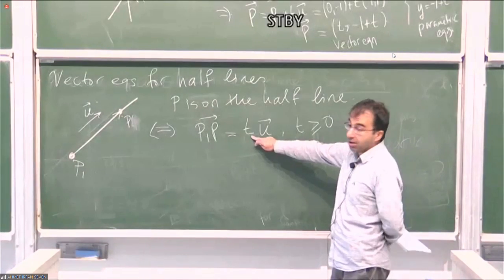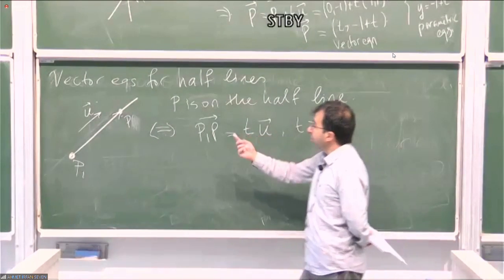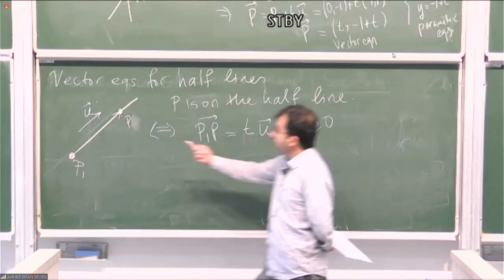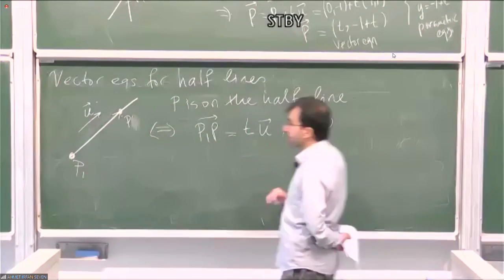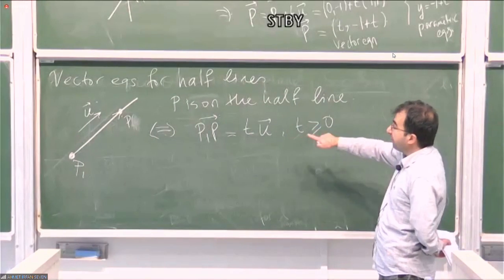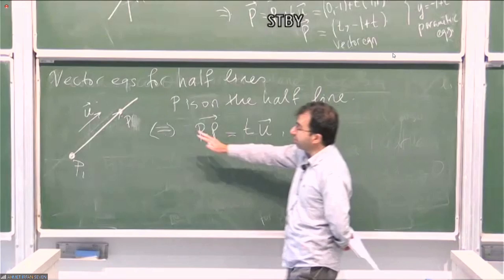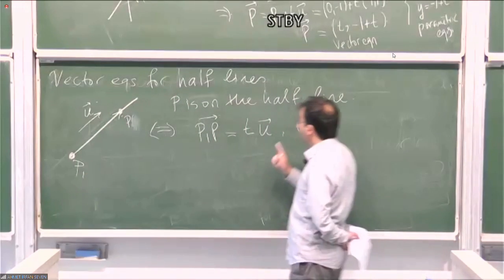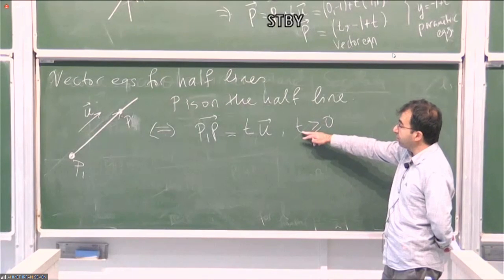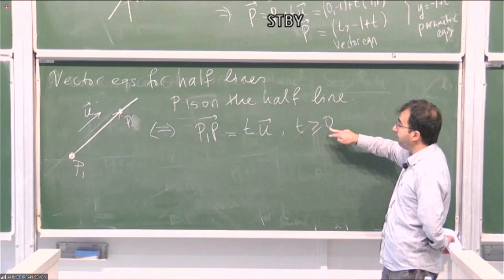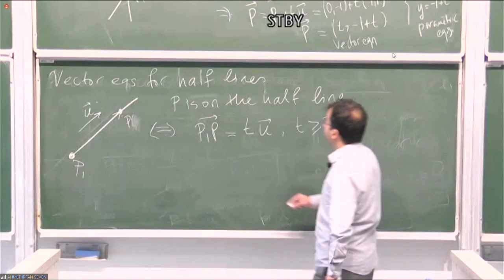So the half line, we should describe it this way. We should not allow t to have negative values, because if t takes a negative value, for example, t equals minus 1, then we would consider minus u, the other direction, and the other direction we do not want to consider. So this is the same vector equation as for the whole line, however, we restrict the domain of the parameter. We take not all possible values for t, but only the non-negative values. Then this would be the equation for the half line.